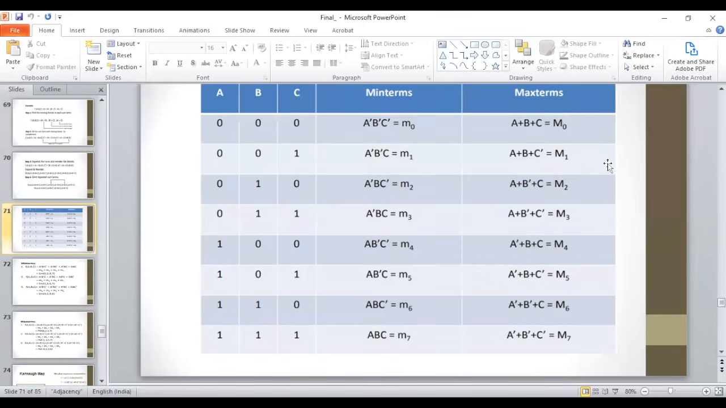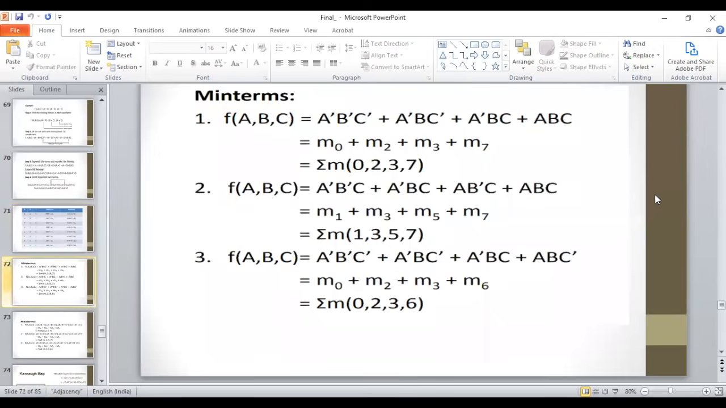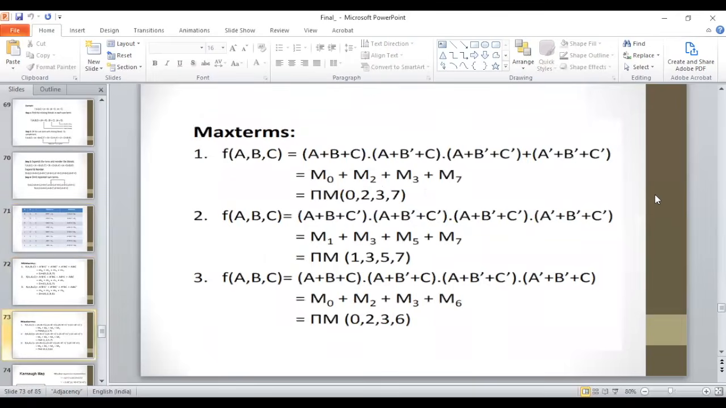Similarly, you can say M0, M1, that I am discussing with you in detail. So this is about min term and max term. If you want to write a particular value, it will definitely be clear, because sigma m is representing the SOP and pi M is representing POS. In this way, you can write it.